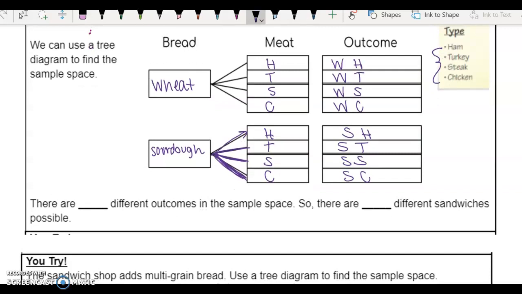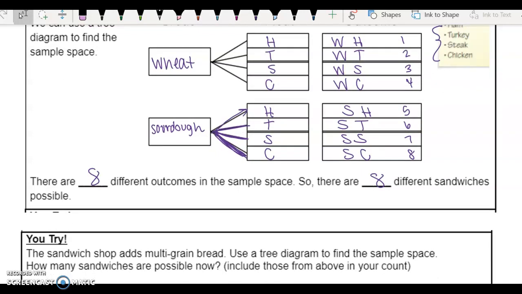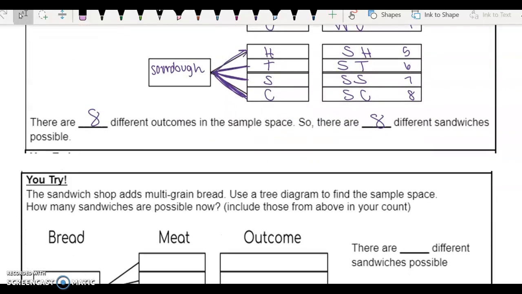So there are how many outcomes? We have 1, 2, 3, 4, 5, 6, 7, 8 possible outcomes. So that means that there are 8 different types of sandwiches that we can choose from. So even though you only have 2 choices of bread and 4 choices of meat, you have the possibility of making 8 different types of sandwiches.